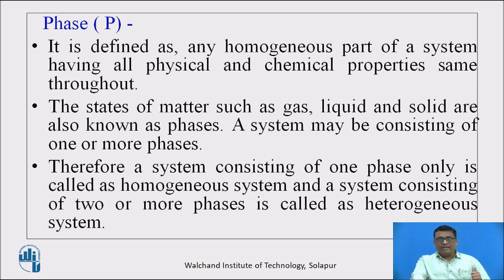A system may consist of one or more phases. Therefore, a system consisting of one phase only is called a homogeneous system, and a system consisting of two or more phases is called a heterogeneous system.